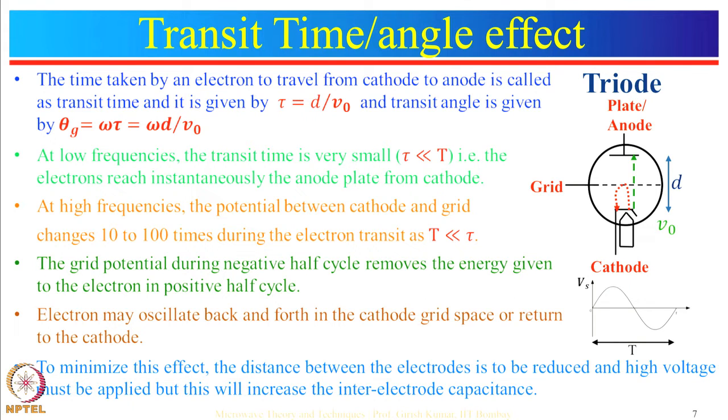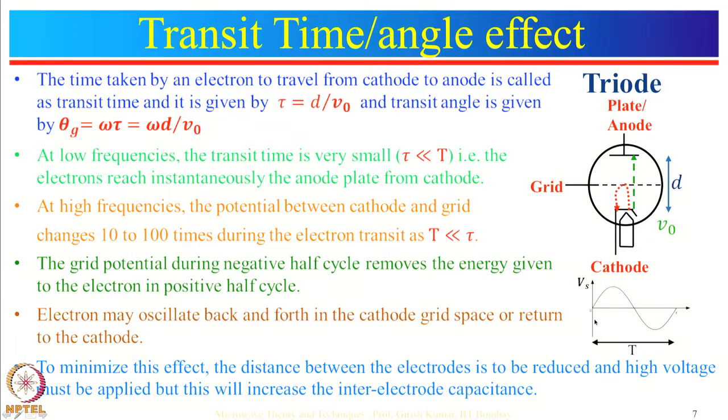For low frequencies, the time period of the input signal is very much greater than the electron transit time. So, as the voltage is applied, the electrons will get potential energy in the positive half cycle of the input, and they will move to the anode instantaneously before the input changes from positive to negative. But for higher frequencies, the time period of the input signal is very much less than the electron transit time. That means the input changes 10 to 100 times in one transit time of an electron.